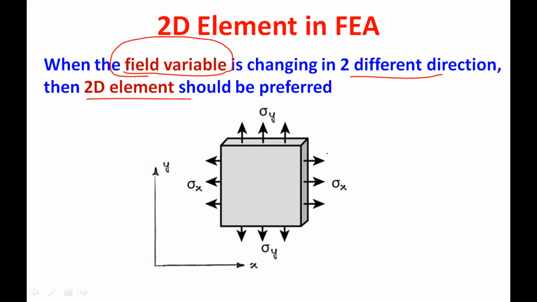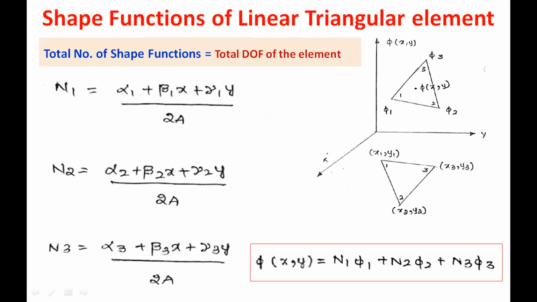In the case of two-dimensional elements, we are discussing first the triangular element, and for this triangular element we derived the shape functions in the last part. We are assuming 1 degree of freedom at each node of this triangular element, like this: pi 1, pi 2, pi 3. So the total degrees of freedom will be equal to 3.